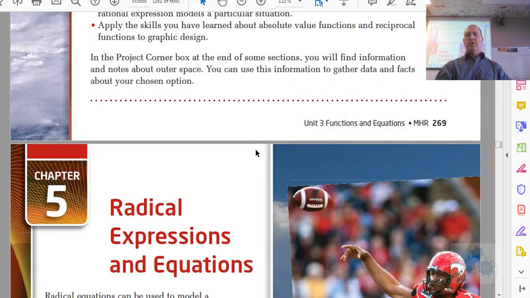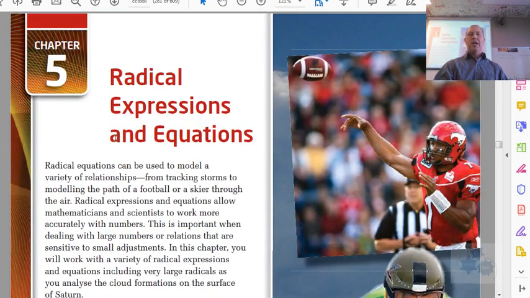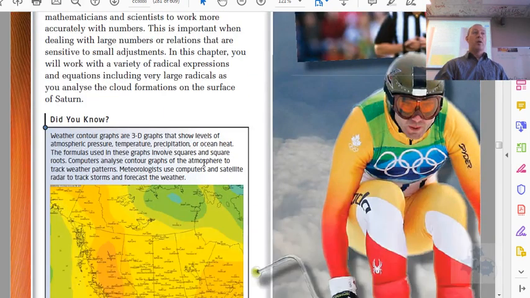So you've had a chance to read through that a little bit. Chapter 5 is about radical expressions and equations, and you've had some experience with that last chapter with the quadratic formula, right? x equals negative b plus or minus root b squared minus 4ac all over 2a. That root is a radical, okay? So the root sign is called a radical. And there are other radicals.